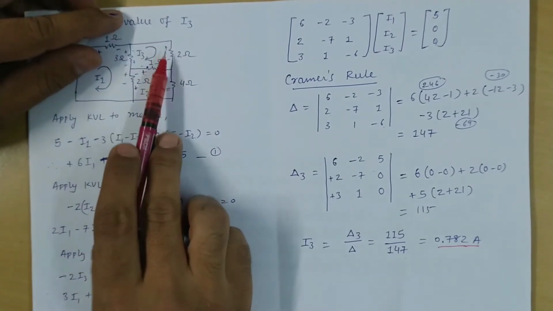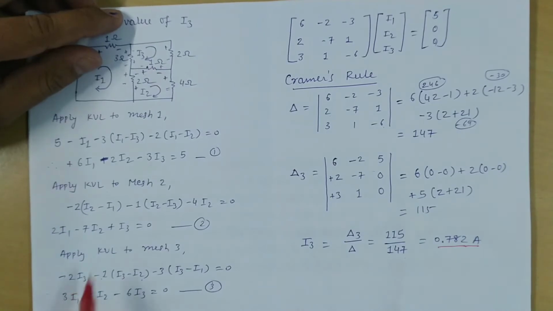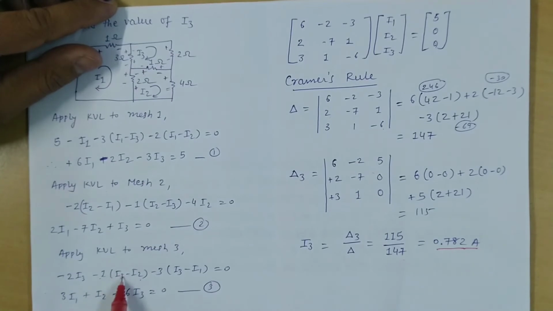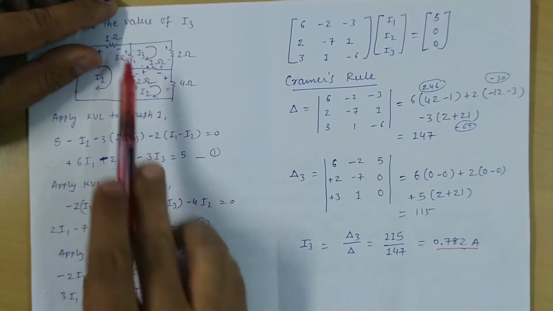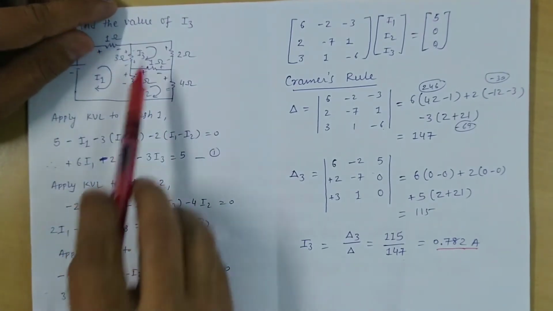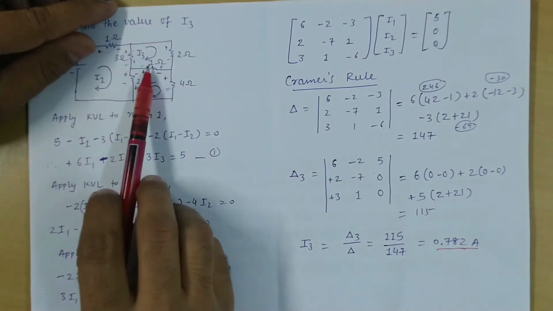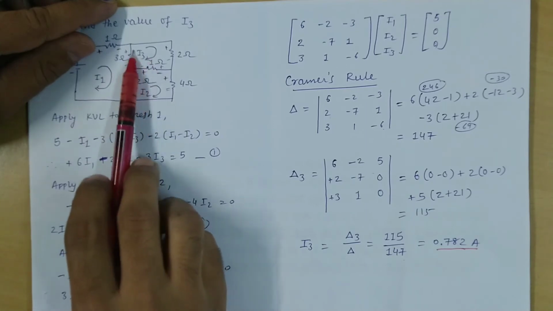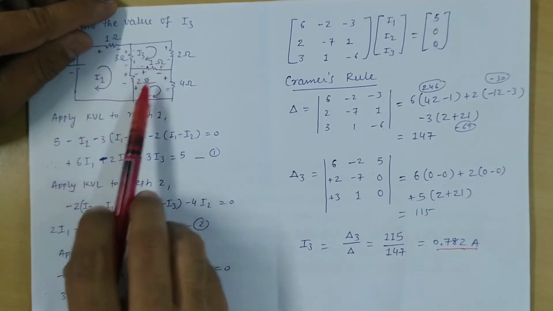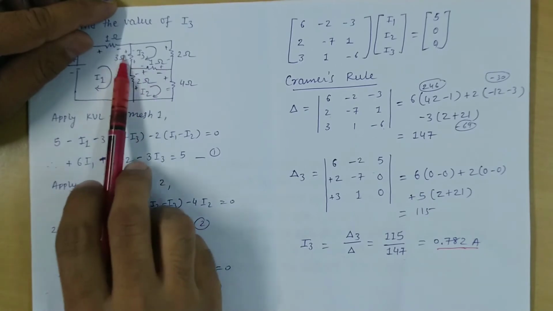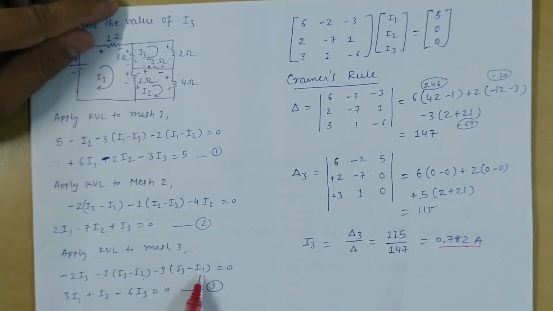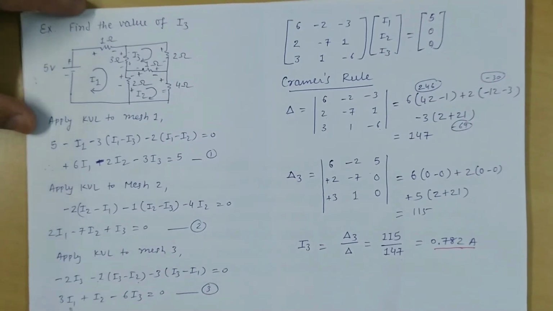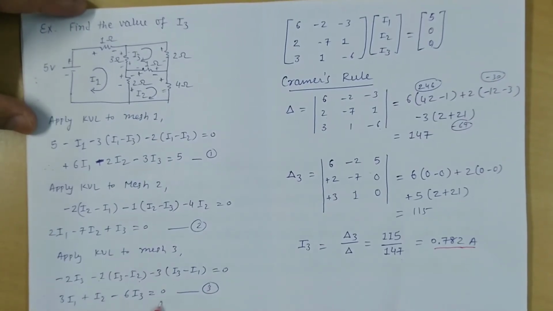Minus, we are moving from positive to negative, that's why minus 2I3. There is a fall in the voltage. Here also fall in the voltage, that's why minus 1, I3 minus I2. And here also fall in the voltage, that's why minus 3, I3 minus I1. In this branch, the currents are of 2 meshes. This branch is having I3 and I1. This branch is having current I3 and I2. Both are in opposite directions. So the equation is like this. Now simplifying this equation, we get 3I1 plus I2 minus 6I3 is equal to 0.